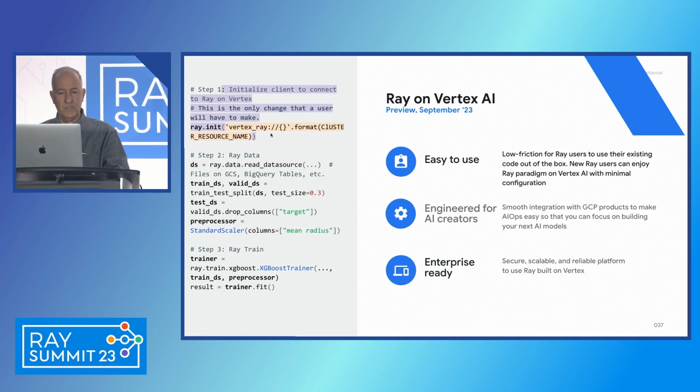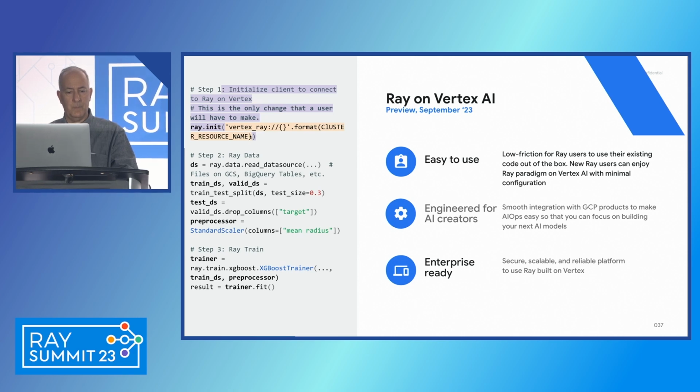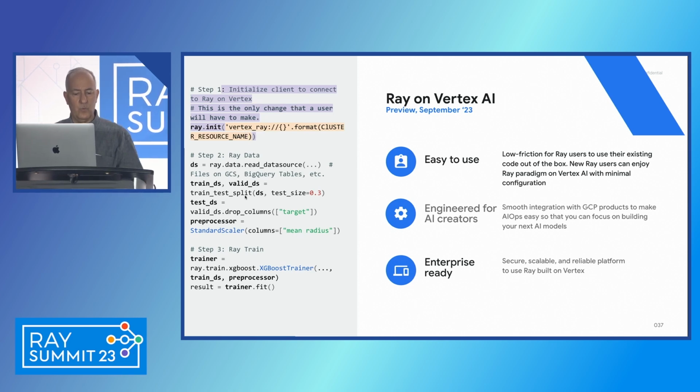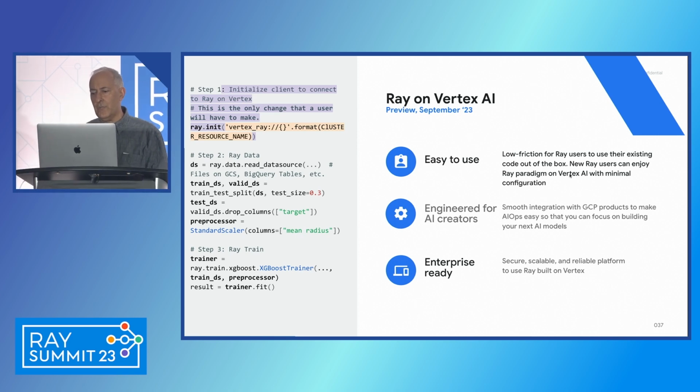And the only change is that you just specify the Vertex Ray capability in Ray init, and the rest of it is whatever you would do as usual. It's a low-friction way that Ray users can use their existing code out of the box, and new users can basically run the same paradigm, but on a scalable platform, such as the Google Cloud Platform.